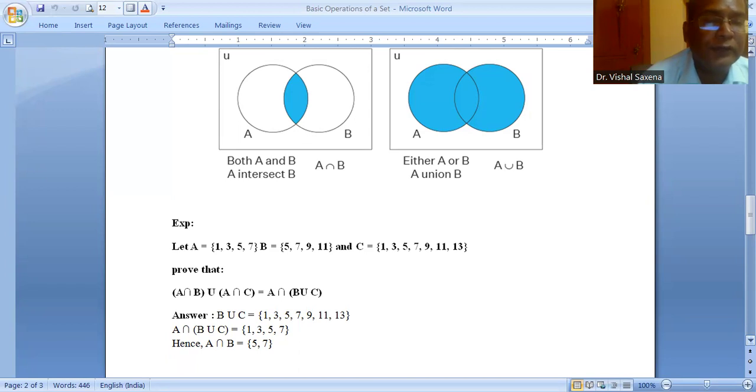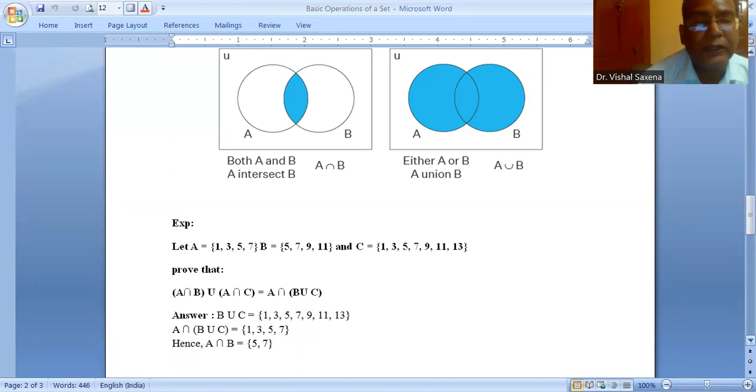So now we can see what the common elements are in set A and the set B union C. The common elements are 1, 3, 5, and 7. Both of these are the elements common in set A and set B union C. So this is A intersection B union C, and this is the right hand side.